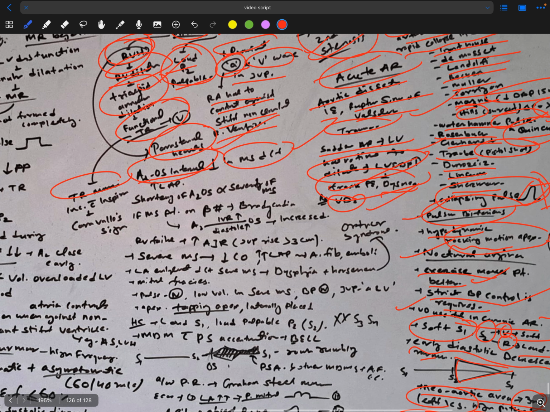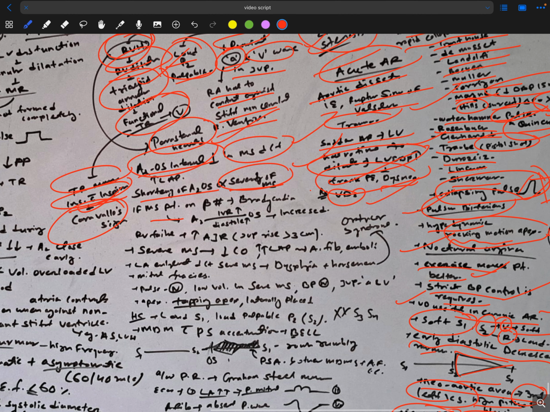So TR murmur, tricuspid regurgitation murmur, increases more with inspiration because it's a right side murmur. It is called Carvallo sign. Shortening of the A2 to OS interval is directly proportional to the severity of MS. If an MS patient is on a beta blocker, there will be bradycardia.